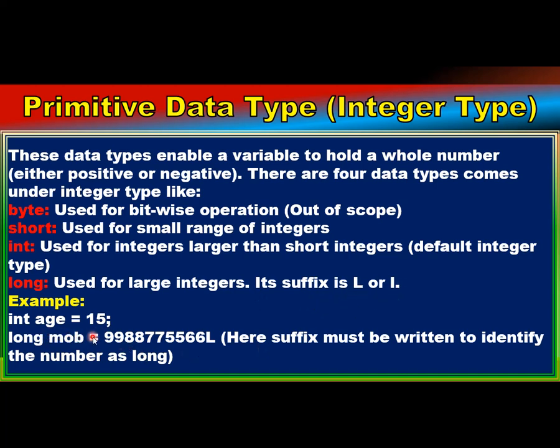Example: int a equals 15, and long mob equals 9988775566L.